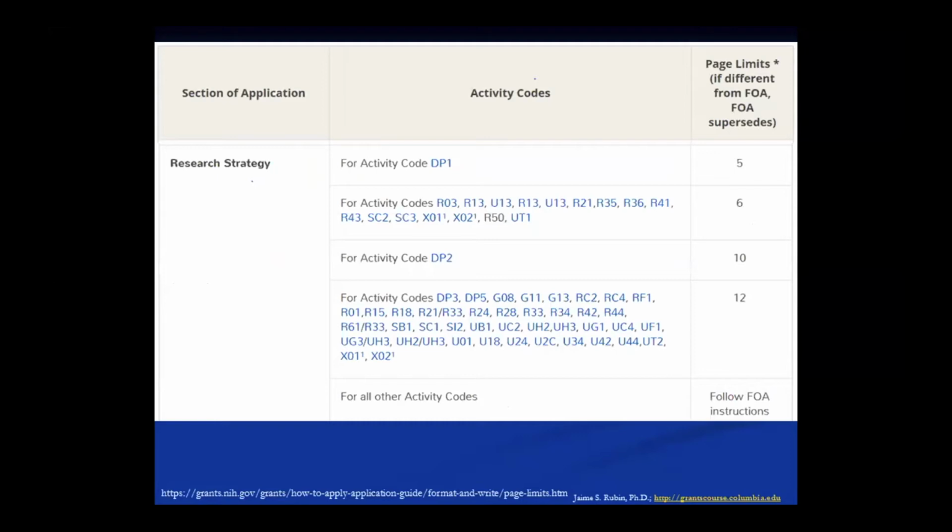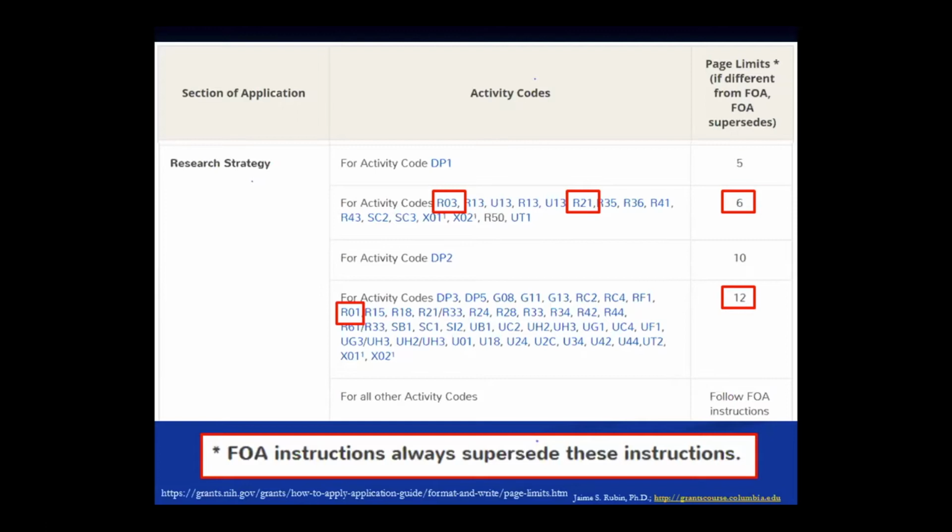So it's the 1-page specific aims. For the smaller grants, it's 6 pages for the research strategy. And for the R01, it's 12 pages. And this really, the 1 + 6 or the 1 + 12, is the core of the application. All of this can be superseded if there are additional instructions in the specific funding opportunity announcement, the FOA, that you are responding to.